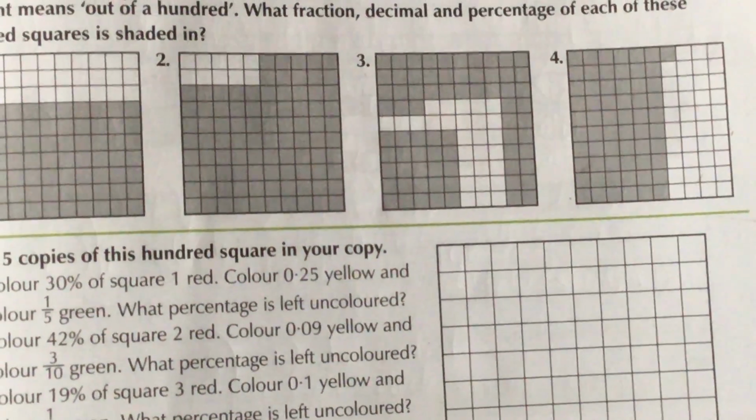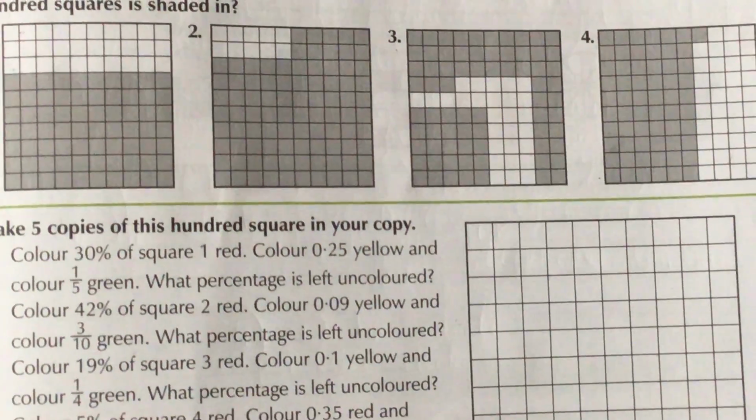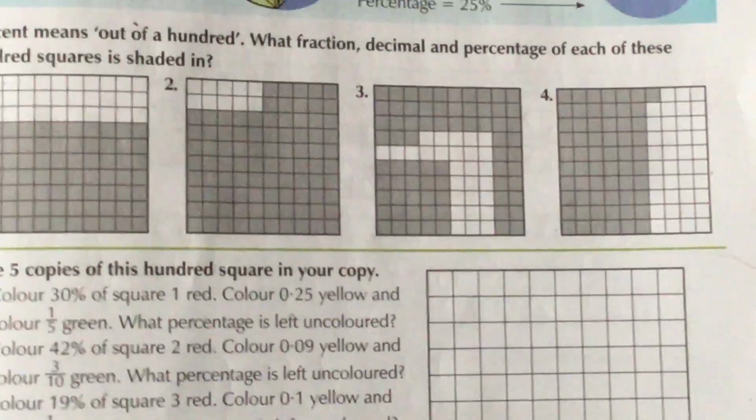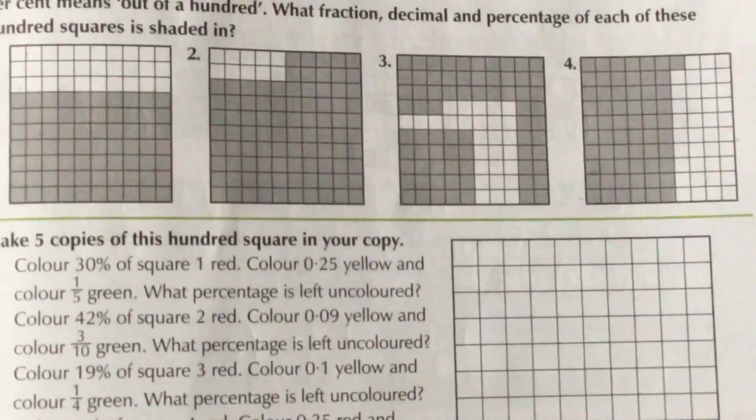25 yellow, that's 45. And 30, okay? So 45 and 30 is 75. So how many left over aren't coloured? What percentage is left uncoloured? The ones that are left uncoloured are 25 out of 100, okay? Which is 25 per 100, which is 25%.